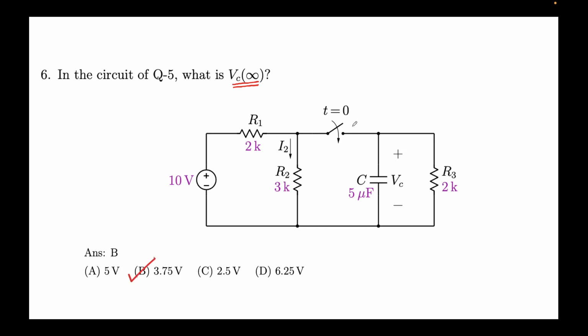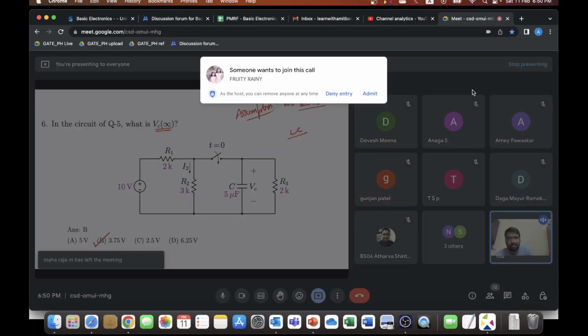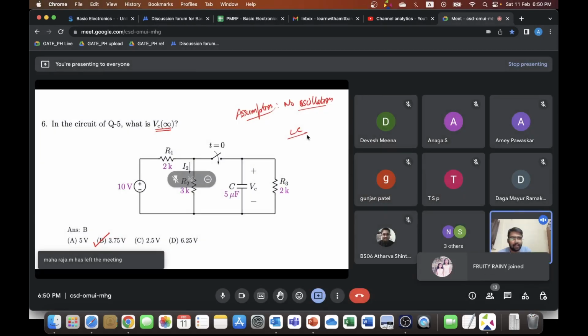B. Just to reiterate what we did in this problem: again we did the same thing, that for time t equal to infinity we assume that this capacitor has charged. Now the key thing, there's one assumption that I'm making here, and that is no oscillation, right? You might encounter, especially when there are LC circuits, that those circuits are oscillating. We'll encounter them sometime later, but I'm just pointing it out right now.